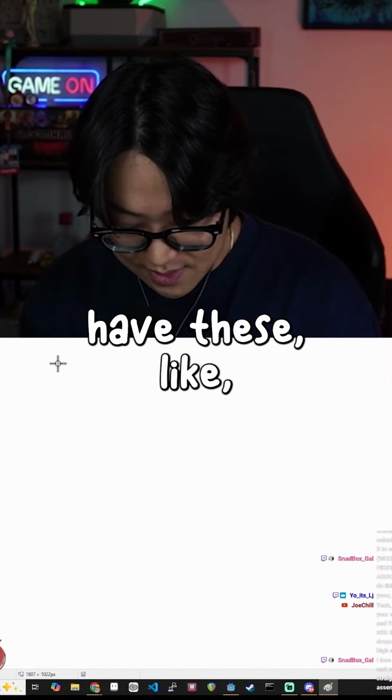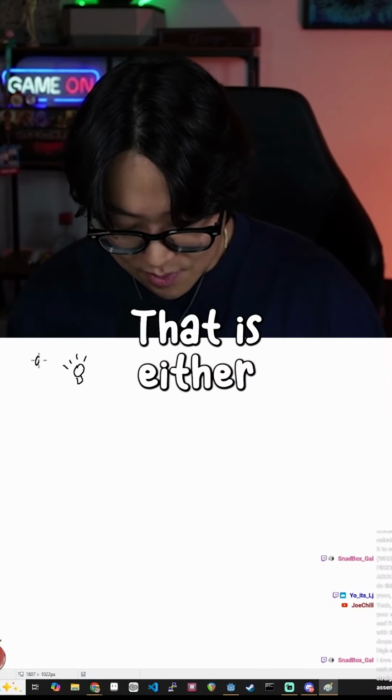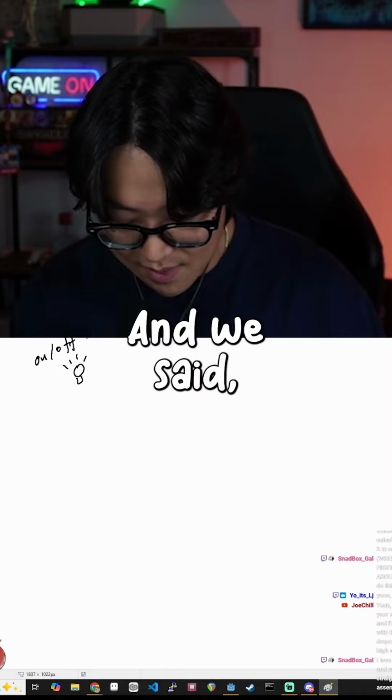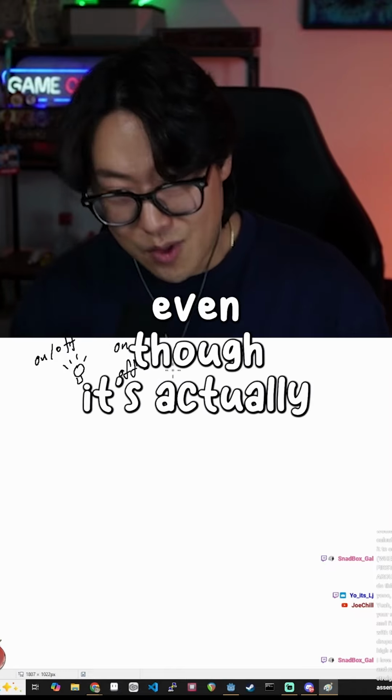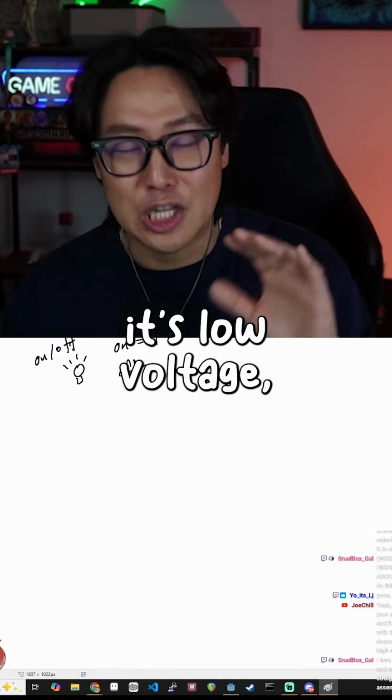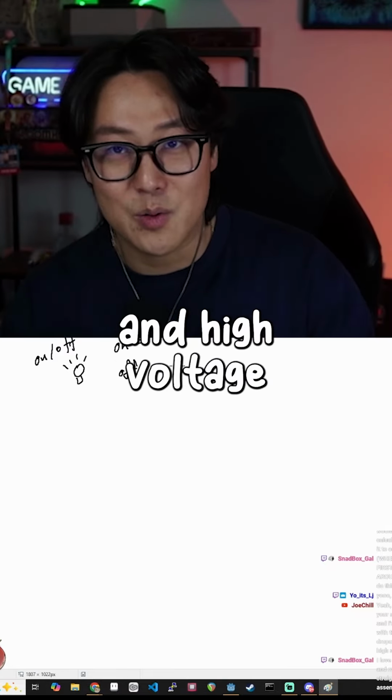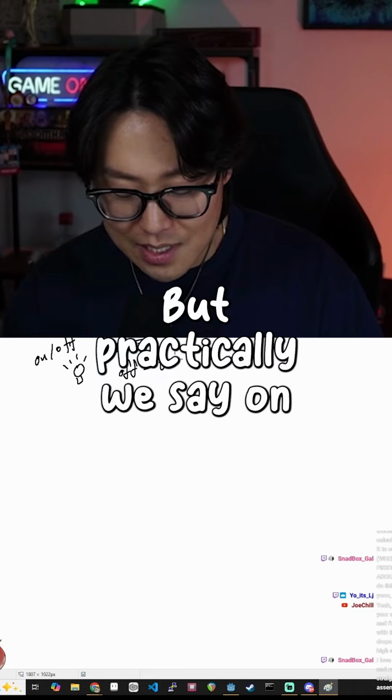You have these little bulbs that are either on or off. And we said, okay, this is great. On means one, off means zero, even though it's actually not off. Technically speaking, it's low voltage. It's low and high voltage, but practically we say on and off, right?